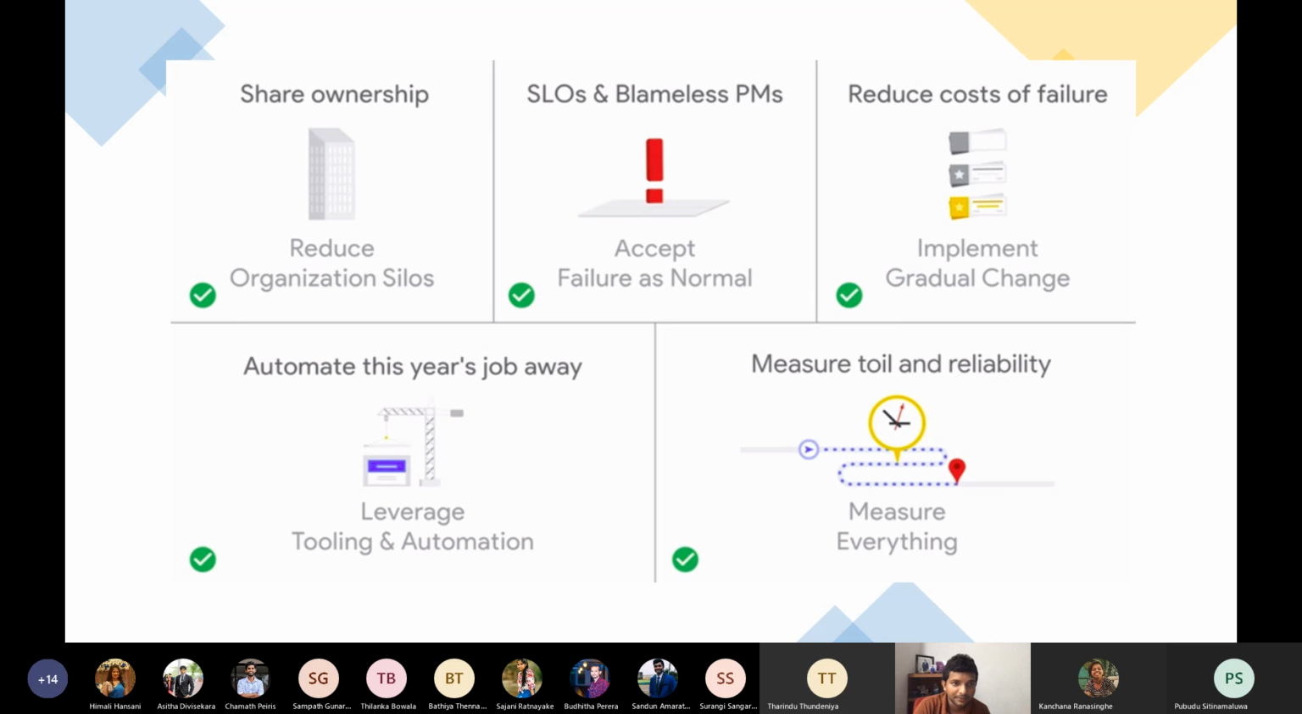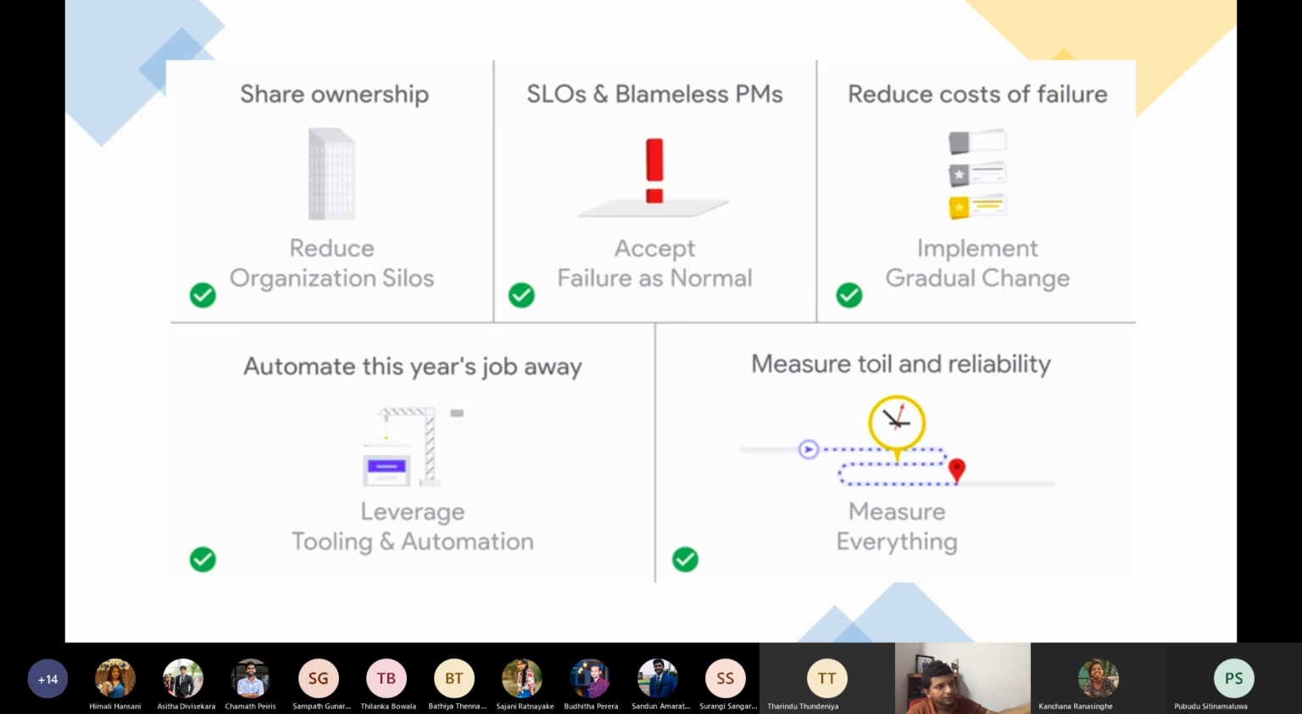If you look at the first problem, that's about reducing organizational silos, the SRE will introduce this concept called shared ownership. That means if a production system gets an incident or if it goes down, it doesn't mean that it's the fault of the developer. Or we can't just stay here and say, no, the developers will fix it. That's not the concept of this. You need to have a shared responsibility.